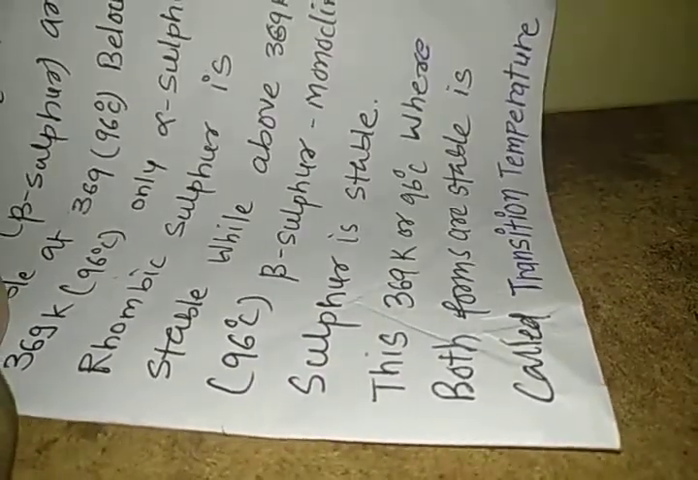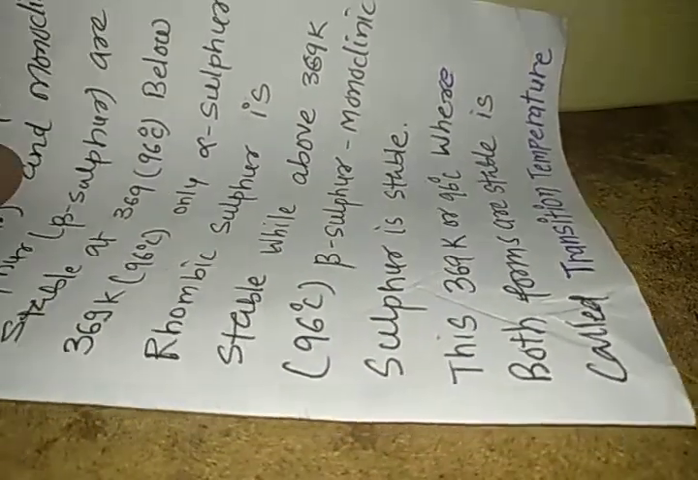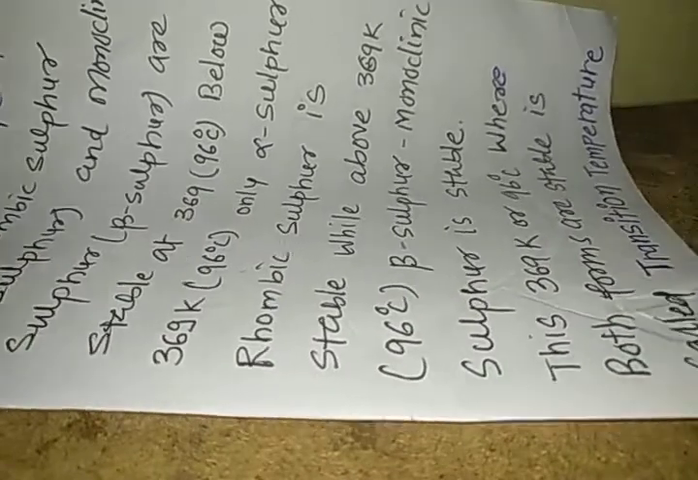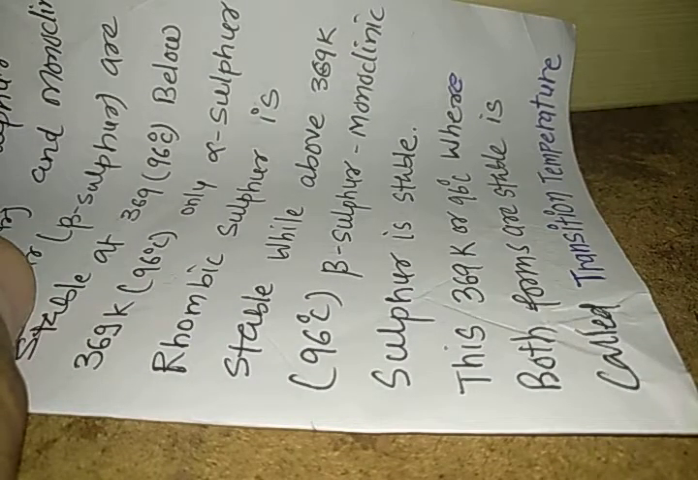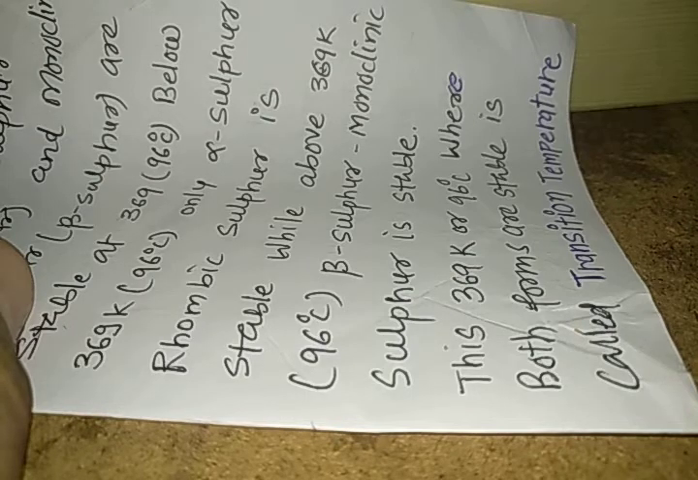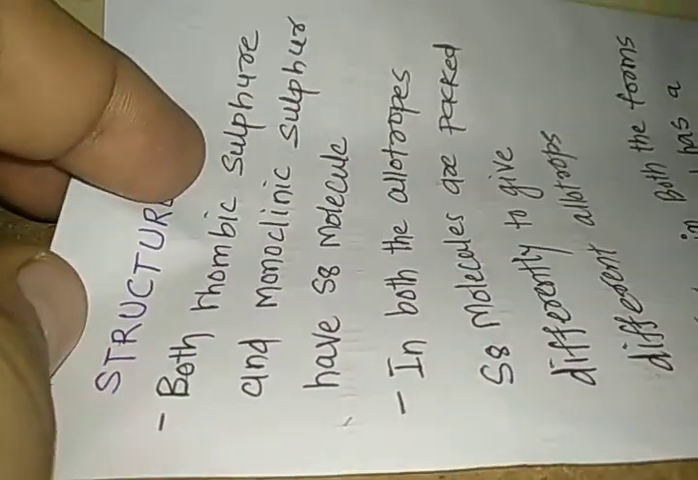So this is how we know about the various properties and the transition temperature. Now we should study about the structure of the sulfur and its allotropic forms. Let's study about the structure of the allotropic forms.